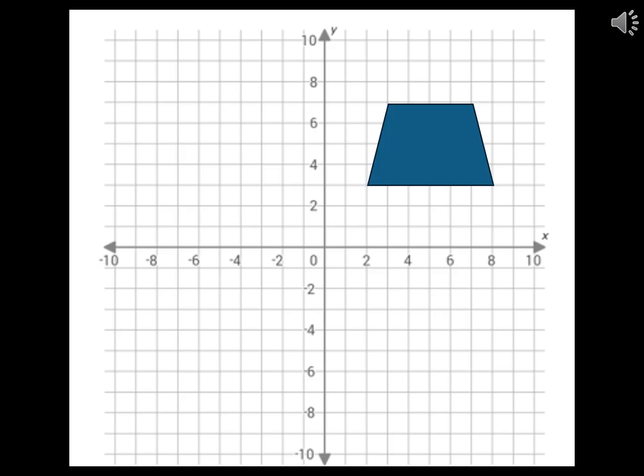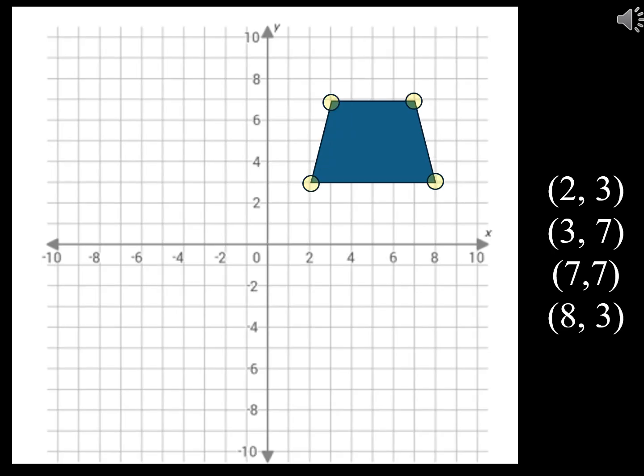Today we're going to learn how to do a translation with this polygon, or trapezoid. A translation slides a shape without turning or flipping it. In a translation, every point slides by the same distance and in the same direction.